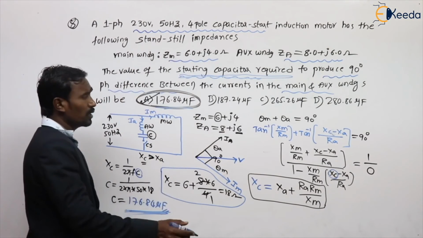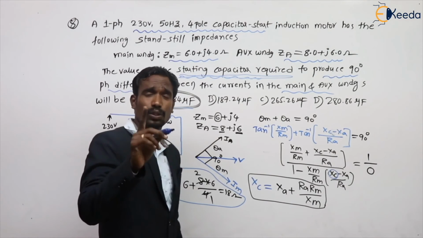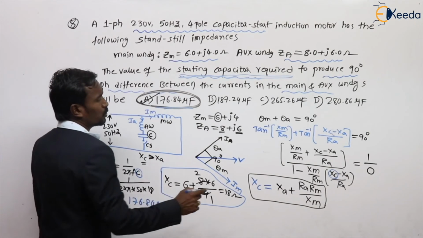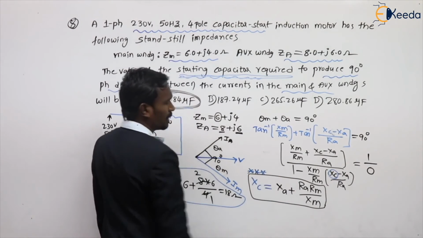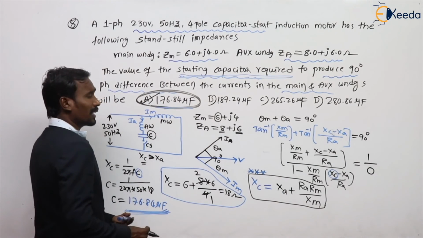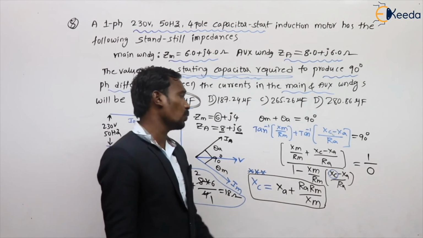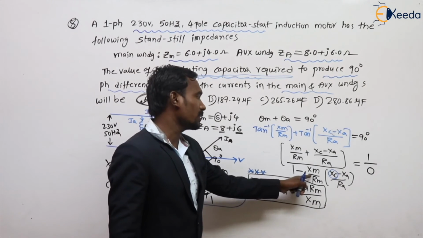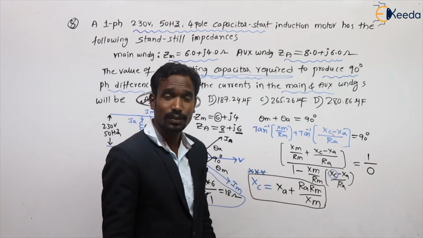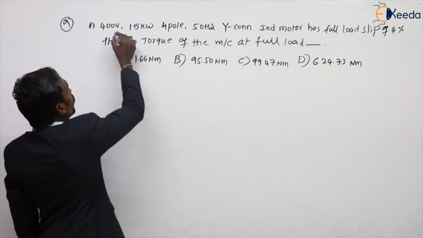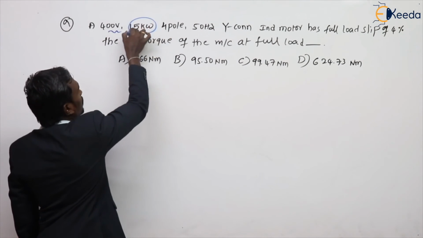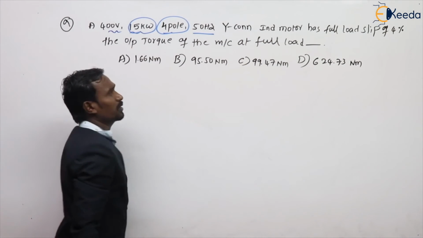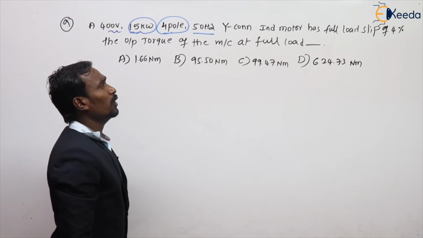This is a very important question. We must expect it. This is the expected question again and again in every competitive exam. You should remember this shortcut formula, and directly you can get the answer. The capacitance required to get the 90 degrees is XC equals XA plus RA by XM, by solving this equation by cross multiplication. Right? Understood?